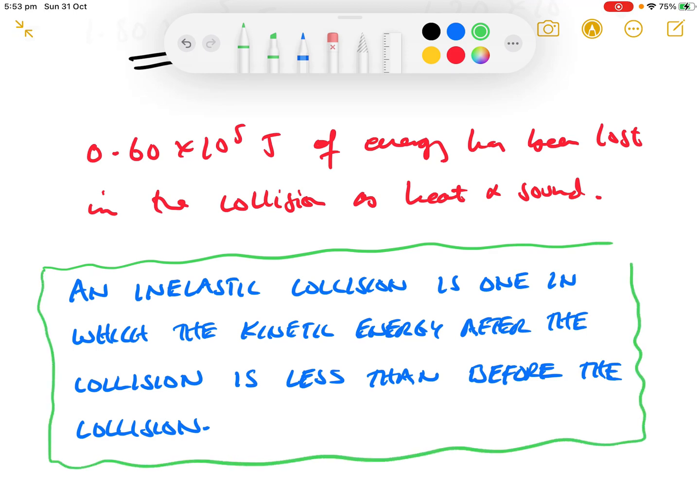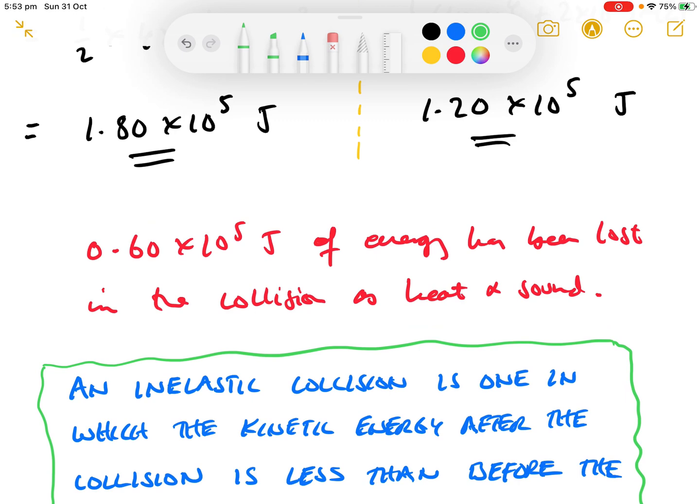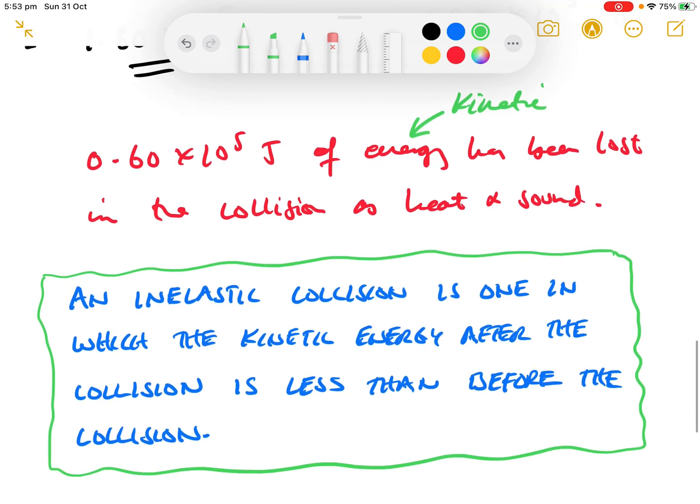And the energy that's lost, the kinetic energy that's lost, as we've said above, tends to go to heat and sound. The energy that we're talking about as being lost, of course, was kinetic. It's kinetic energy that's being lost to heat and sound. So that's called an inelastic collision.